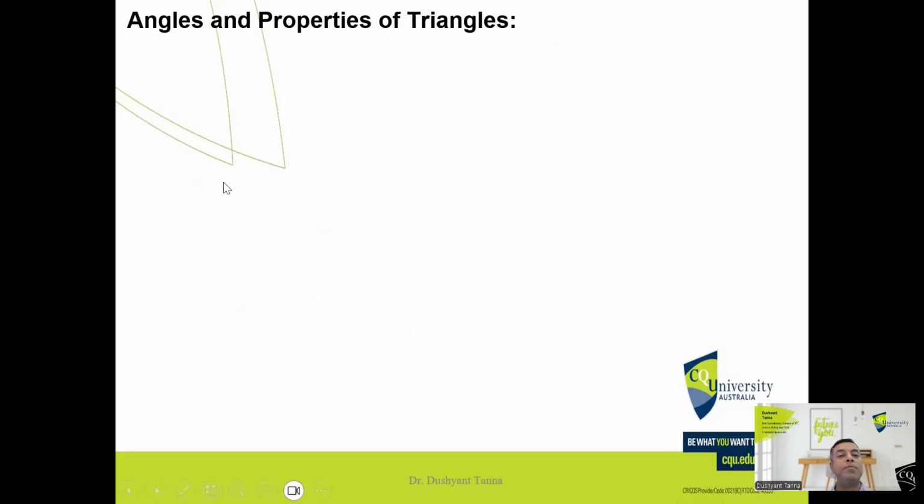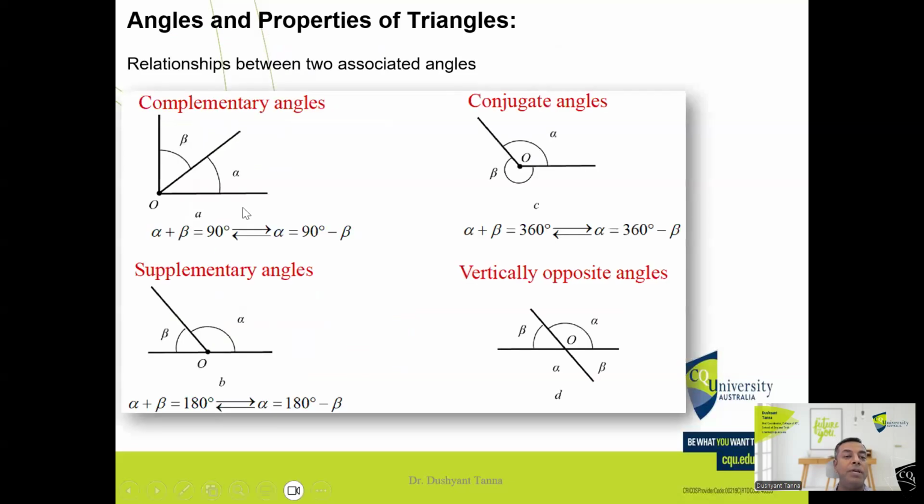Right, some angles and properties of triangles. Relationships between 2 associated triangles. So if you have 2 parts of an angle, like alpha and beta, straight here, then the addition is 90, and you can say alpha is equal to 90 minus beta. Very useful when you come to trigonometry. Conjugate angles add up to 360. So complementary is 90, supplementary is 180, conjugate is 360. Okay, 3 different names: complementary, supplementary, conjugate.